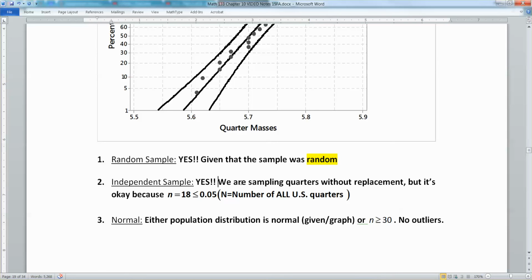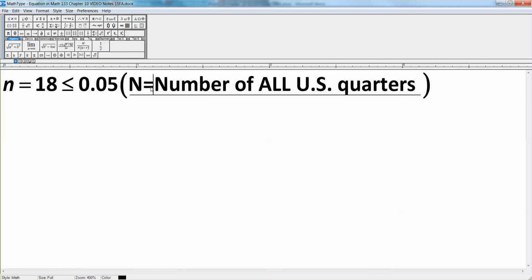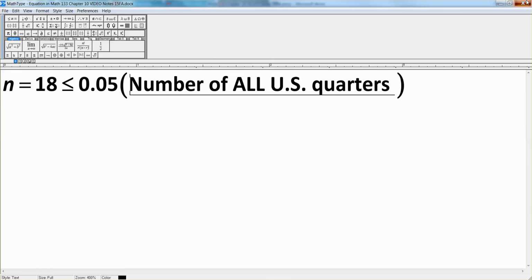So we are sampling quarters without replacement, but it's okay because little n, which is 18, is far less than 5% times all the quarters in the world, where capital N is the number of quarters in the world. There, just to make that a little bit clearer: little n is less than or equal to 0.05 capital N, and that's because 18 is less than or equal to 0.05 times capital N, the number of all the quarters in the world, right? And we are well below that 5% threshold.